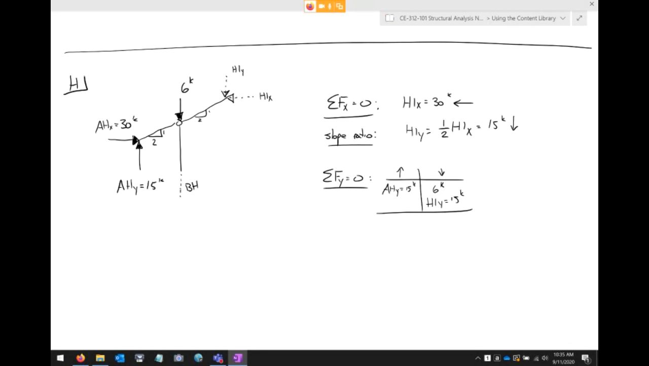Okay. So I look at this. I got 15 going up. I got 6 and 15 going down. That BH has probably got to go over here because I got BH plus 15 kips equals 6 plus 15, which is 21 kips. So BH is positive 6 kips, or 6 kips going up. And so that BH has to go up like that. So nothing wrong with that at all if you got to do it.